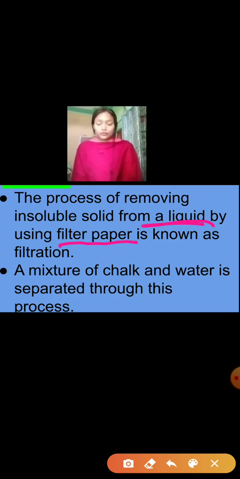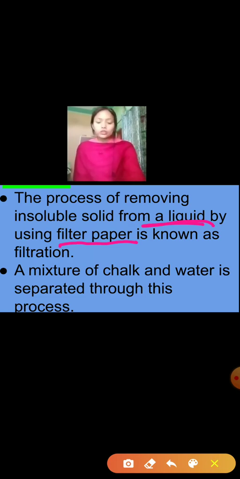Now example of filtration, the mixture of chalk and water, it is separated through this process. If we make a solution of chalk powder and water, it will not dissolve. What we have studied, this is a heterogeneous mixture, it will not dissolve. So what will happen, that chalk will deposit on the filter paper and this water will come down.